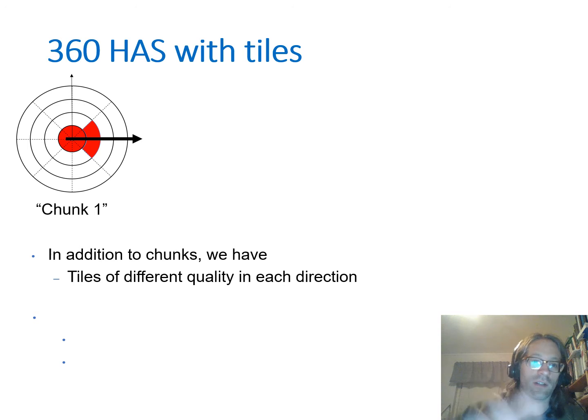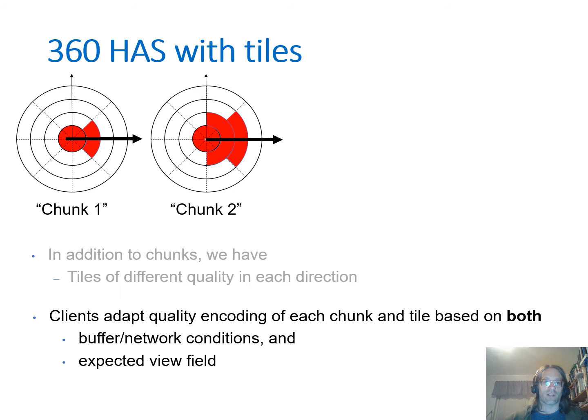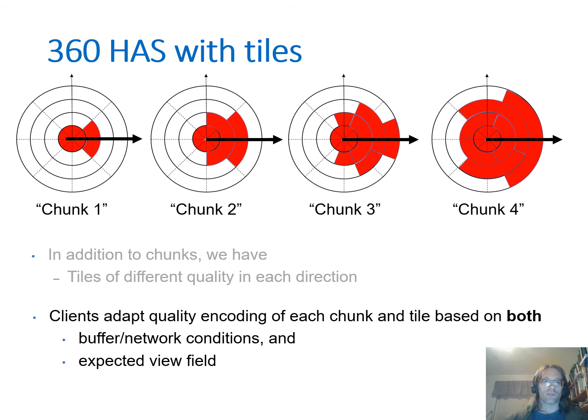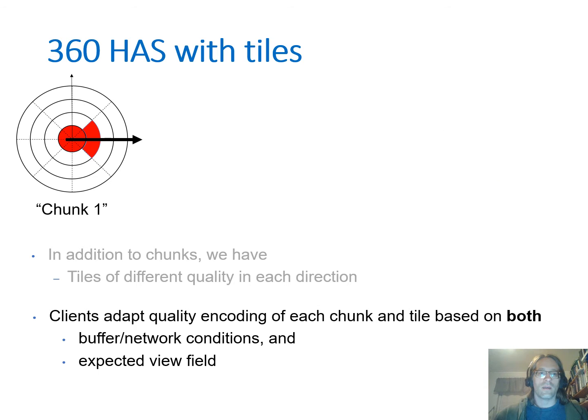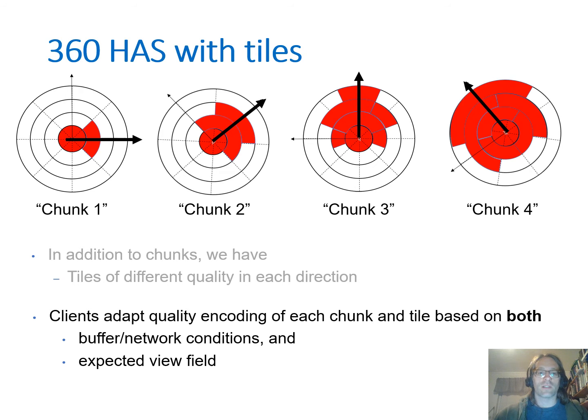So here I'm thinking of a user seen from the top, looking in the direction of the arrow. The circles represent different quality encodings, and we can see from the red that we have higher quality encoding in the viewing directions and lower in the other directions. Also in this context, we can adapt the quality based on current network conditions. We might start at a low quality and then increase the quality as we see we have bandwidth. And then we also need to account for users moving their head. So as the user moves their head, we adapt the direction in which we get the highest quality.